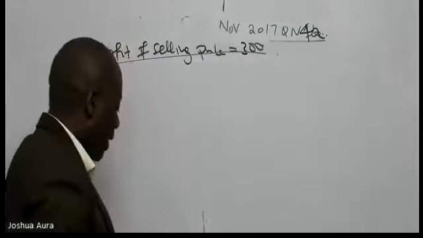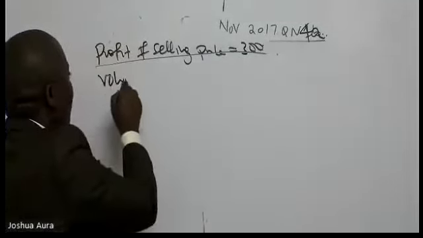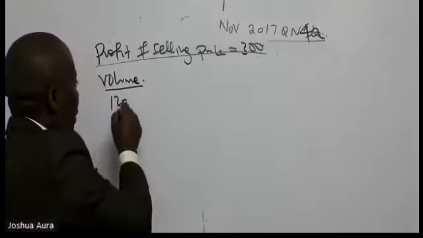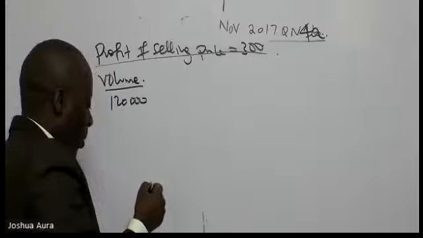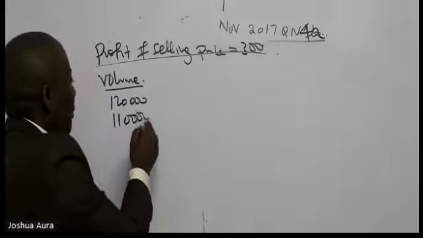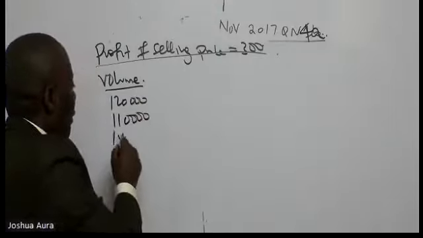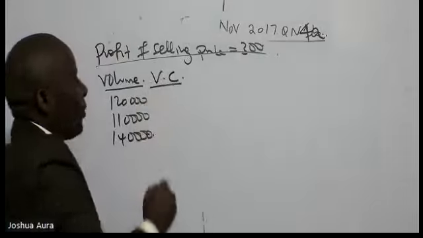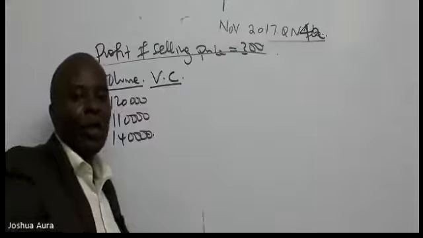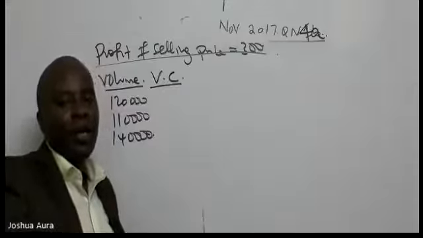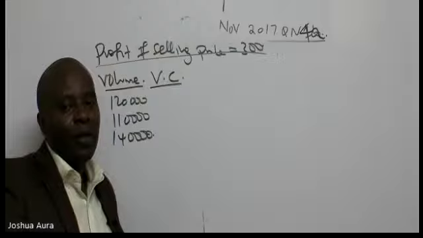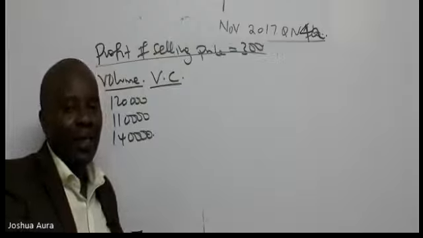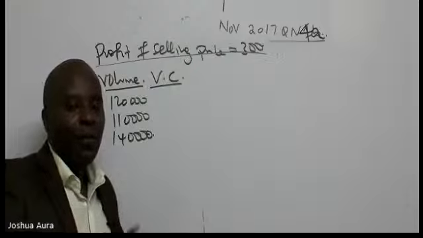There are 3 possibilities here of volume. So volume could either be 120,000, 110,000, or 140,000. Create a column here for variable cost, because it is the only technical thing that we have. Otherwise, every other thing flows very nicely.